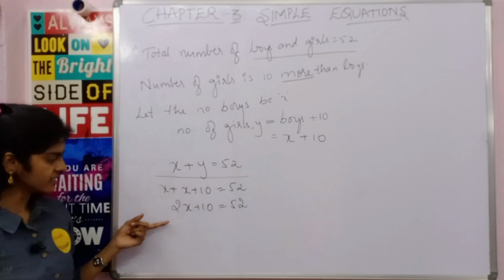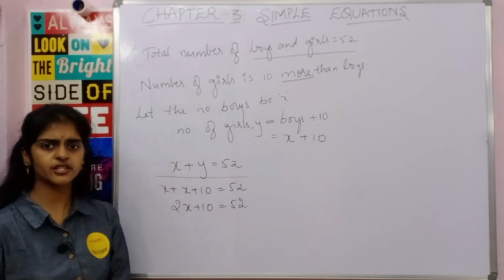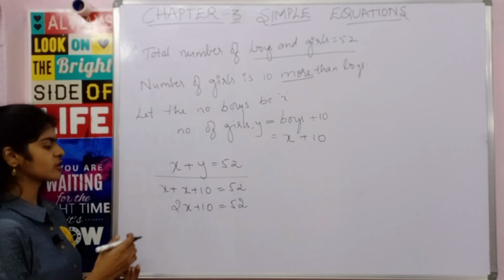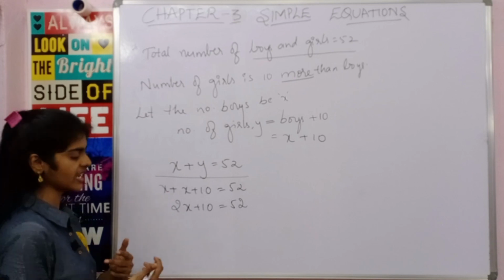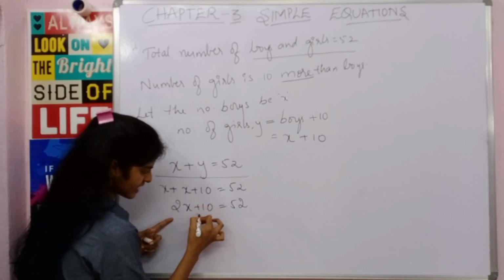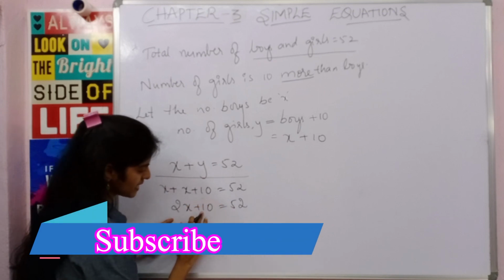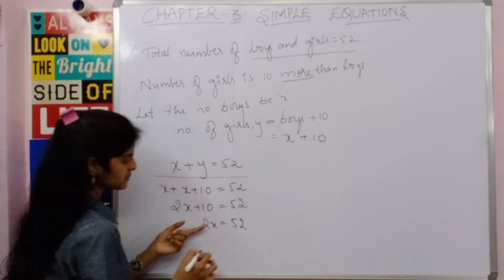Now here you got an algebraic equation, and you can use any of the methods which you have learned. You can use transpose, without transpose. Without transpose is a little lengthy, so let us use transpose. Let us transpose this plus 10 to the other side. Transposing plus 10 to the other side, what do you have? 2x equal to 52.